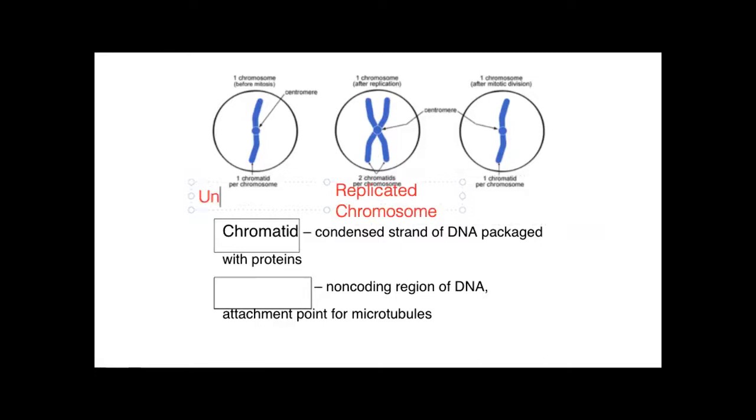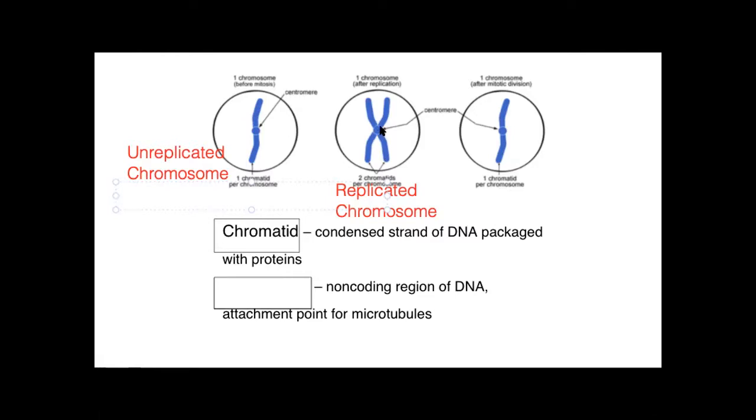And you might see them on the AP called unreplicated chromosome versus replicated chromosome. Okay. So if it helps you to be like, it's a 1 chromatid chromosome versus a 2 chromatid chromosome, you can call them that. I'm fine with that. But just understand where they exist. So this is going to exist before mitosis. The majority of your cell's life is spent as this single 1 chromatid chromosome, because this is how it's going to occur in G1 of interphase. This is after S phase of interphase.